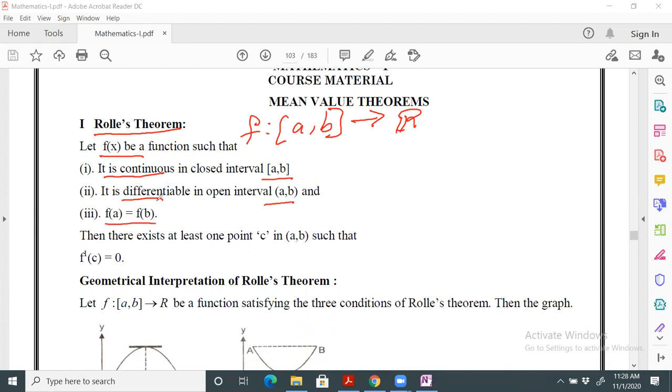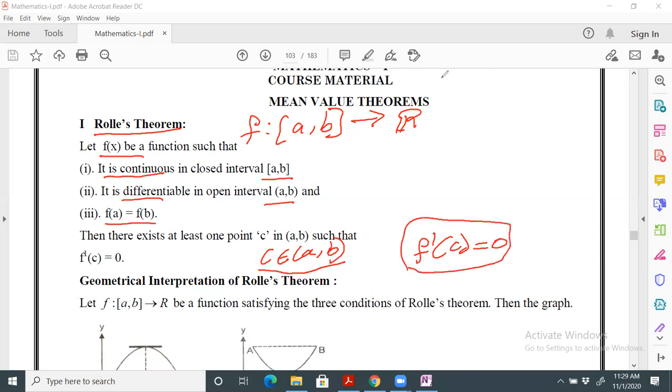If these three conditions are satisfied, then we can say that Rolle's theorem is applicable. Then there exists at least one point C in the open interval a comma b, such that f dash of C equals 0. That means whenever Rolle's theorem is applicable, we can say that at least one point C in the open interval a comma b will satisfy this condition. This is the Rolle's theorem statement.